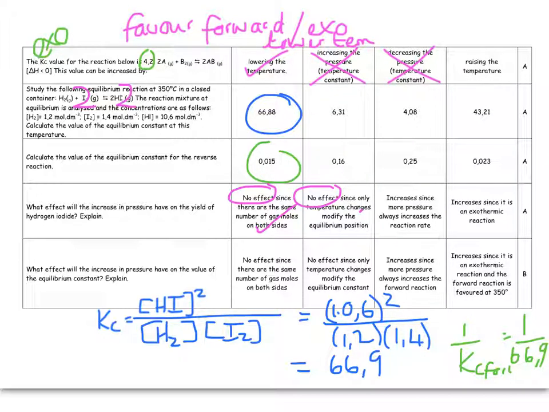What effect will an increase in pressure have on the value of the equilibrium constant? Again, only temperature changes Kc, so no effect is the correct answer, but I now need to look at why. The same number of moles on both sides is not the reason that it's not going to change Kc. The reason that it's not going to change Kc is because only temperature changes Kc. So my correct answer there is going to be B.